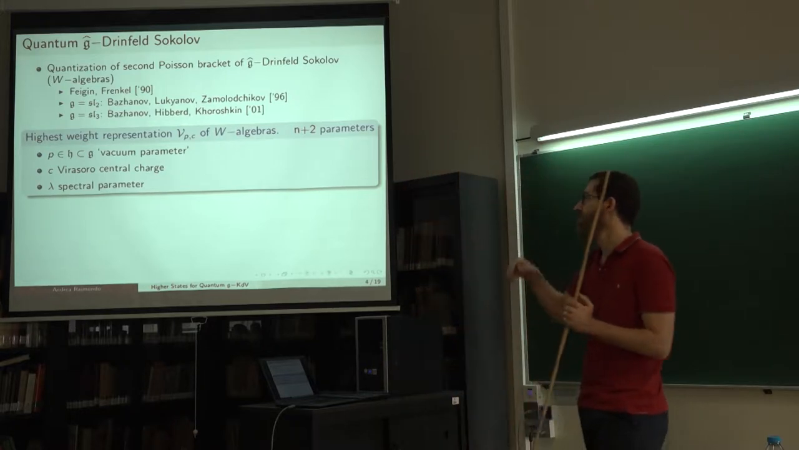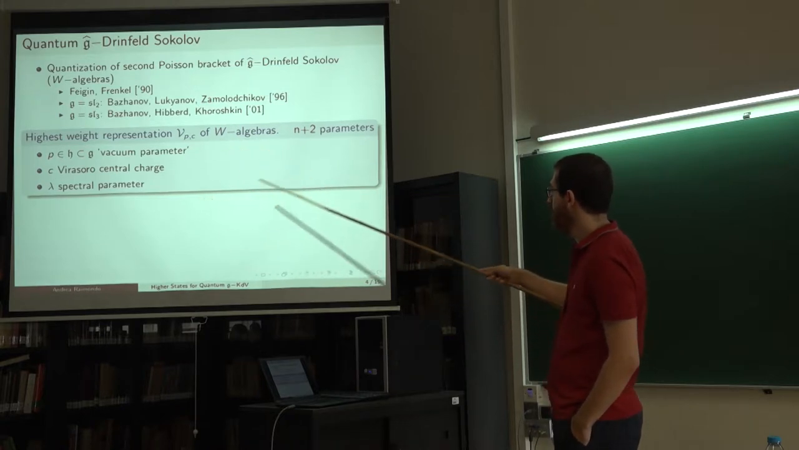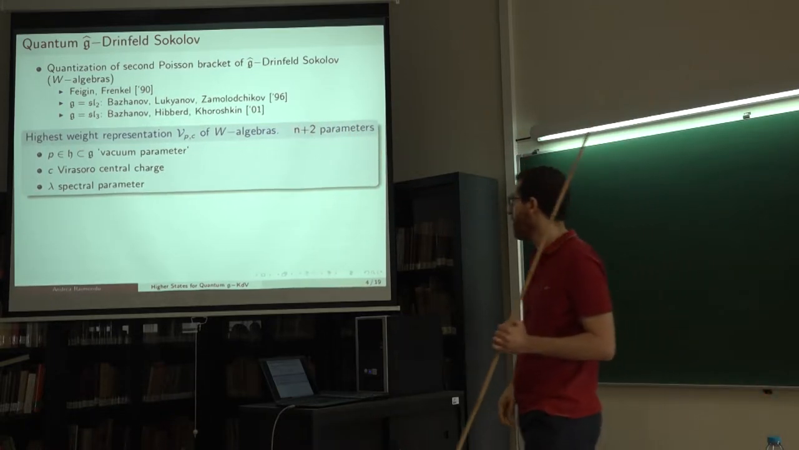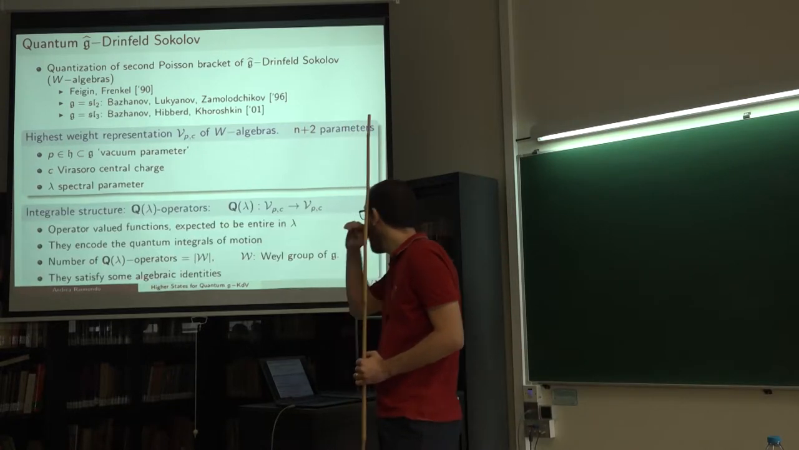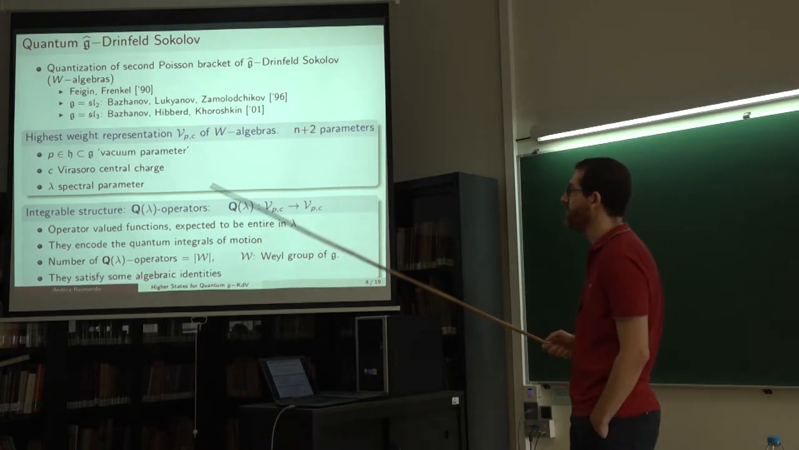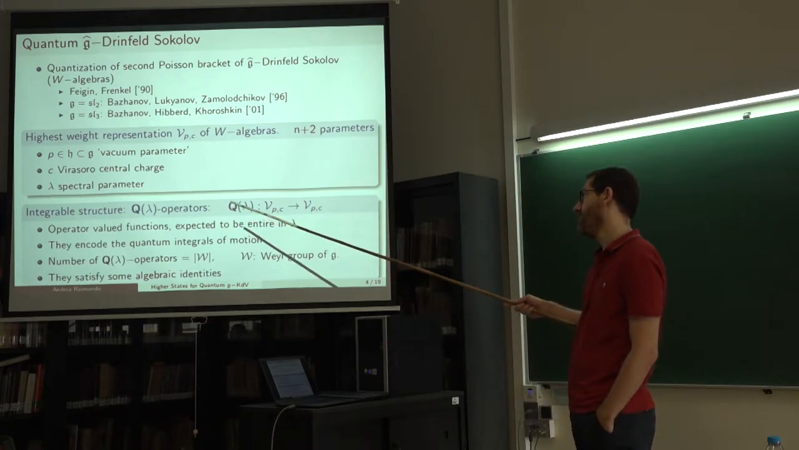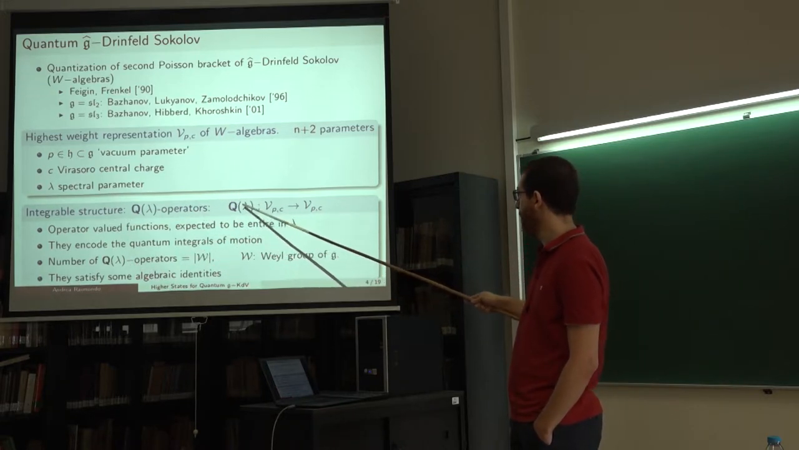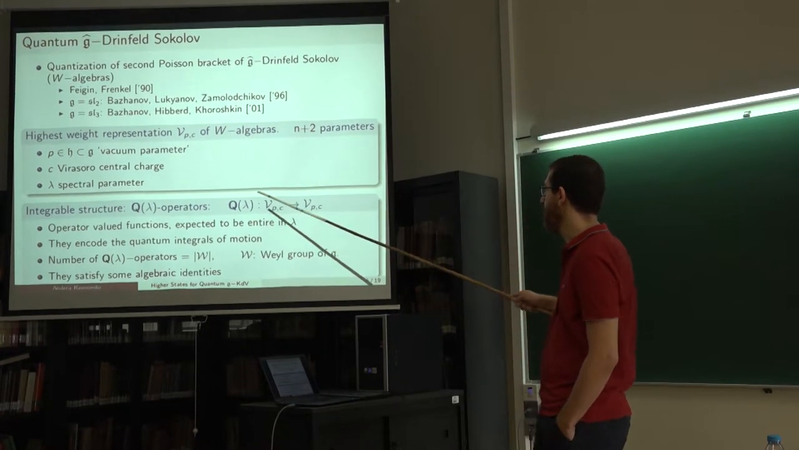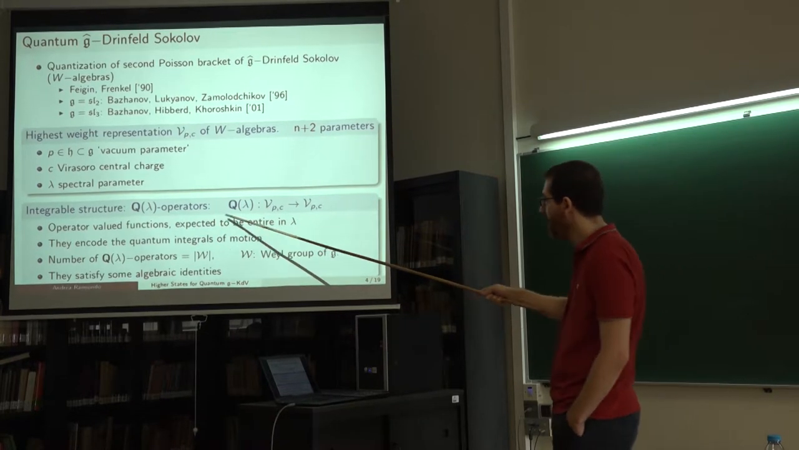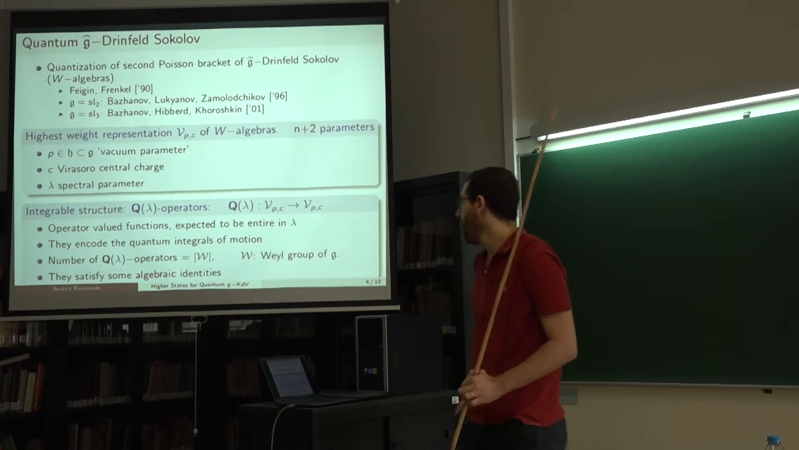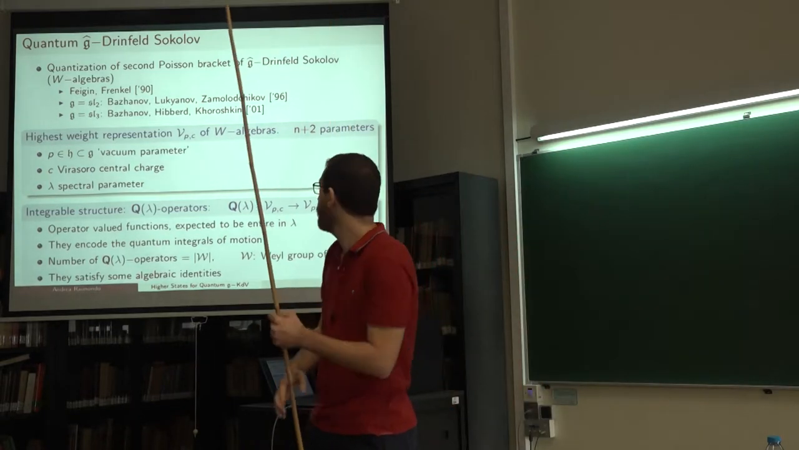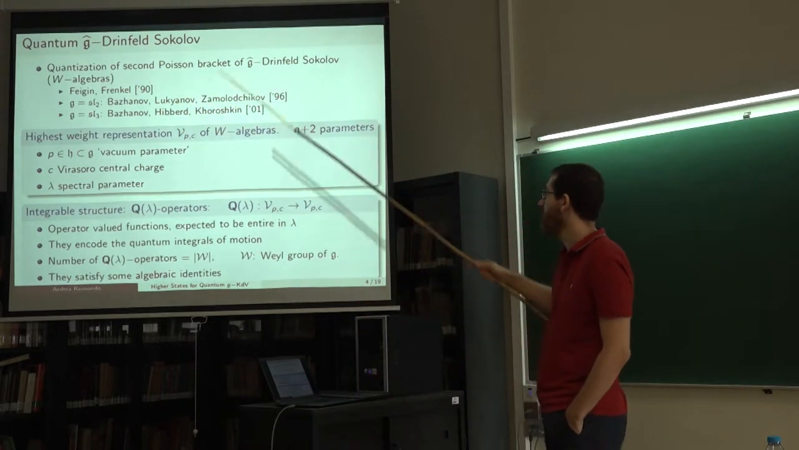And then the model is integrable, so you have the spectral parameter. So in total, you have n plus two parameters, and I will find this number again later when talking about Opers. What I need are these Q operators. The integrable structure of this quantum g-KdV is encoded in these Q operators. These are actually operator-valued functions. Once you fix lambda, these are operators, and they are expected to be entire functions in lambda. They encode quantum integrals of motion, which means that if you expand in lambda, you will find these quantum integrals of motion, whose symbols are going to be the classical integrals of motion of KdV.